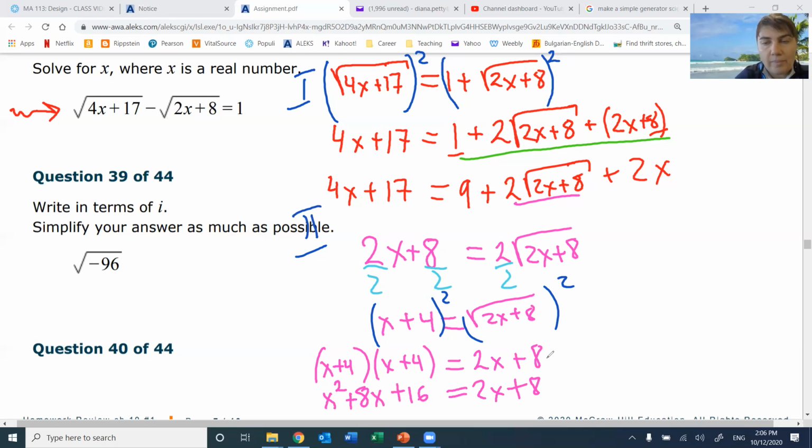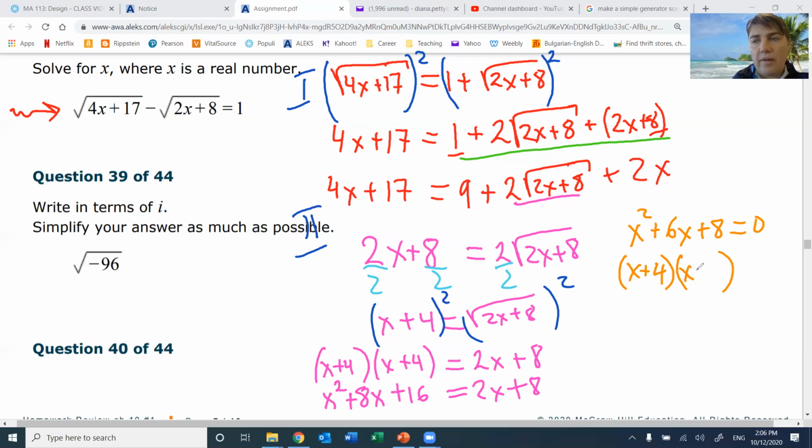Moving them to the other side. Let's get orange. We have x squared, 8 minus 2 is 6, so plus 6x. 16 minus 8 is 8, plus 8 equals 0. Oh, we can factor this, right? Which two numbers multiply to give you 8 and added together give you 6? Yes. Thank you, Jesus.